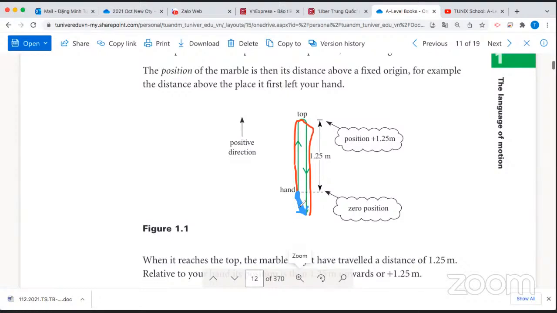You got it? Yeah, got it. You understand that? Yeah. Because they don't care about the pathway. They care about the initial point and the final point. That's all. Got it. Okay. Fine. Now next.